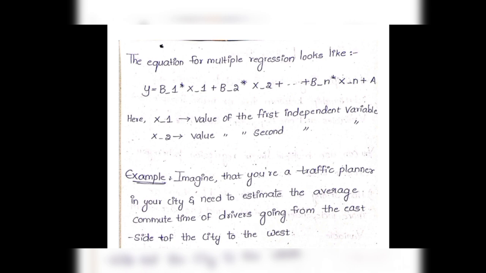In linear regression we have only one independent variable and one dependent variable. But in multiple regression we have more than one independent variable, so we use b1 times x1 and so on, multiple terms. That's why we use this equation. Here x1 and x2 are what? The value of the first independent variable and the value of the second independent variable, whereas b1, b2 and so on are the coefficients.